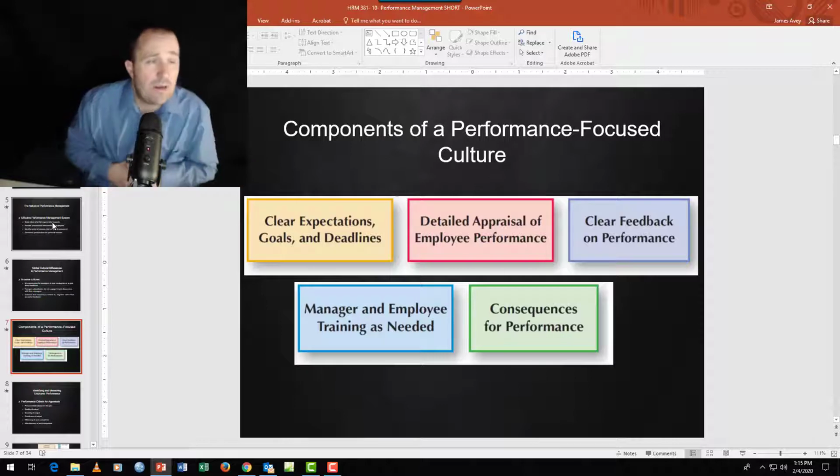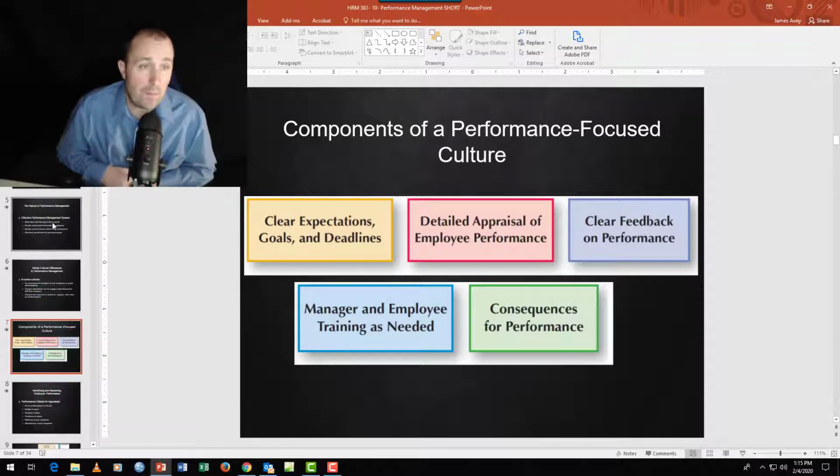Goals and deadlines should be clear. I should get some feedback on that job so I know if I'm doing good or poor, so I can adjust my behavior. If my manager doesn't know how to give that, or if I don't know how to take that feedback, some training is involved. And the last one, and you see this a lot, especially in more bureaucratic, structured institutions, there are no consequences of poor performance.